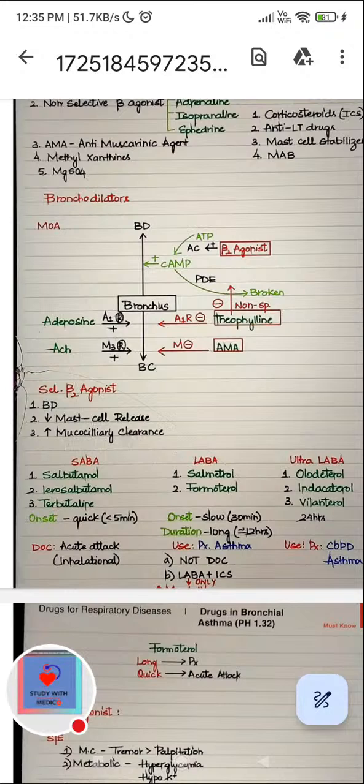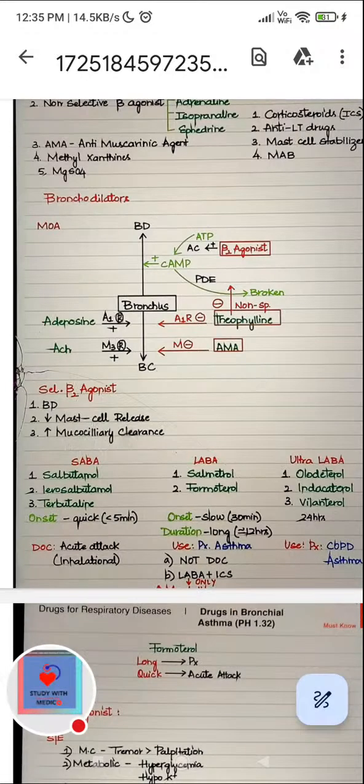Methylxanthines: theophylline, aminophylline, etophylline and doxophylline. Anticholinergics: ipratropium bromide, tiotropium bromide. Leukotriene receptor antagonists: zafirlukast, montelukast, zileuton. Mast cell stabilizers: sodium cromoglycate and ketotifen. There are 5 actually. Glucocorticoids, inhaled and systemic. Inhaled ones are budesonide, beclomethasone. Systemic: hydrocortisone, prednisolone. Anti-IgE monoclonal antibody: omalizumab. So try to remember this.